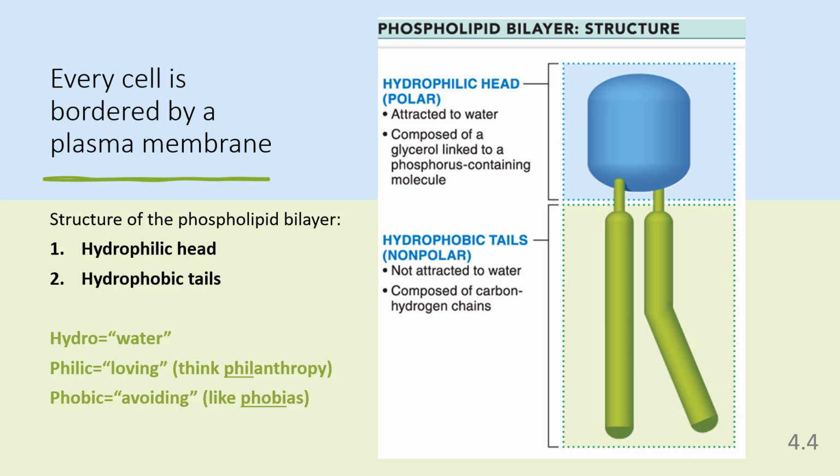Phospholipids are made up of two parts, a head and a tail. The head is hydrophilic, meaning it is attracted to water. It's composed of a glycerol and a molecule that contains phosphorus, which is where the phospho part of phospholipid comes from. The tail is hydrophobic and repels water. This is the lipid part of the phospholipid, and lipids are composed of chains of carbon and hydrogen.